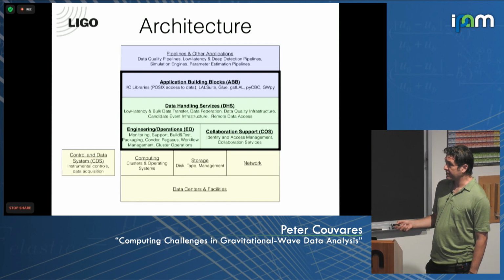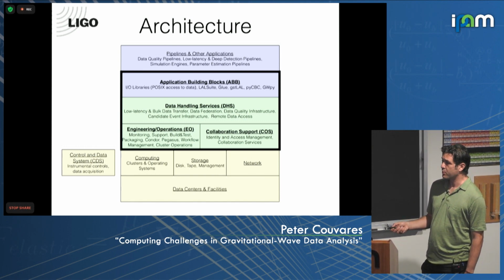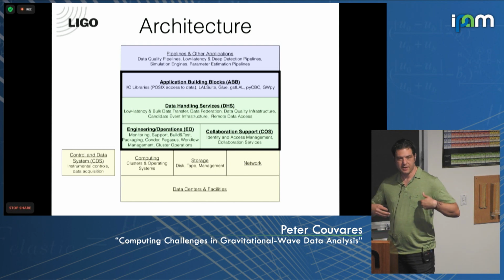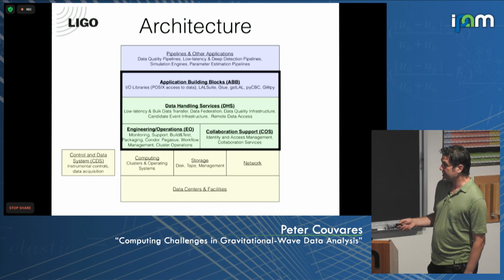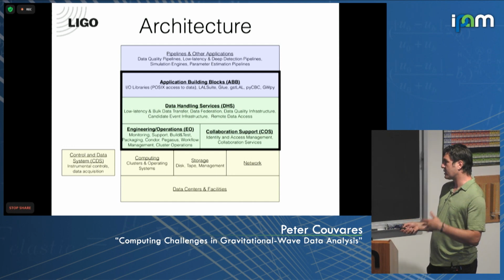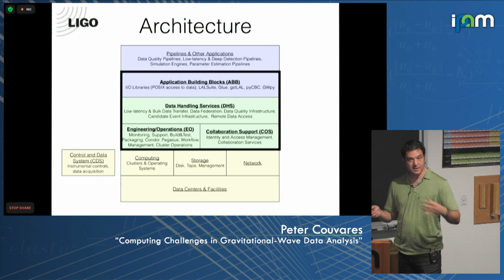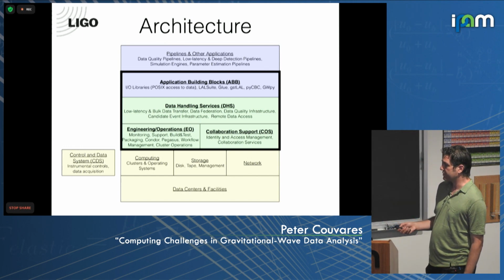Then there's data handling services. This is the infrastructure that actually transports the data in low latency and in bulk. So there's 2 different sets of infrastructure, one streaming for the low latency searches and one to actually transfer the permanent data sets around to big clusters so that we can do deep analyses. There's data federation, data quality infrastructure. Marco talked about all those channels and the vetoes that we generate that searches consume so they know when not to analyze the data. All of that infrastructure is part of this. The candidate event infrastructure, where we actually store candidate events and communicate them to the broader community, all that kind of stuff. Then there's application building blocks.